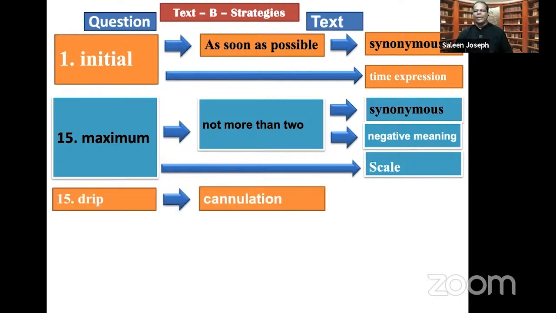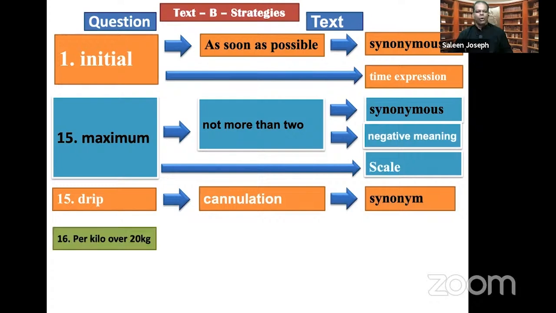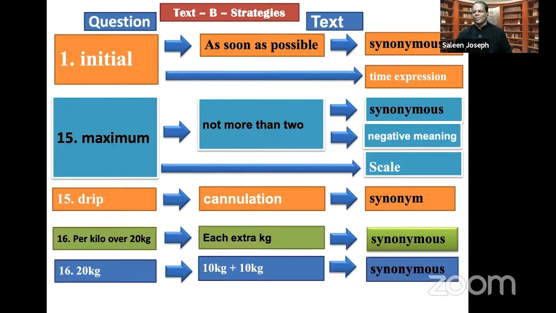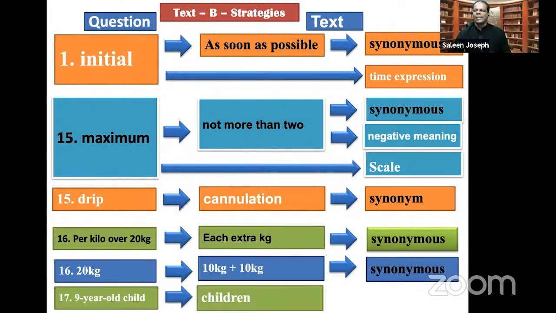Then drip, cannulation. That is a synonym. And per kilo over 20 kg, each extra kg, means when you have 21 kg, how much should be given? That is synonymous. And 20 kg, 10 kg plus 10 kg. Question says 20 kg, but text says 10 kg plus 10 kg. Yeah, that is synonymous. Means same, right? And the last one is 9-year-old child, means children.